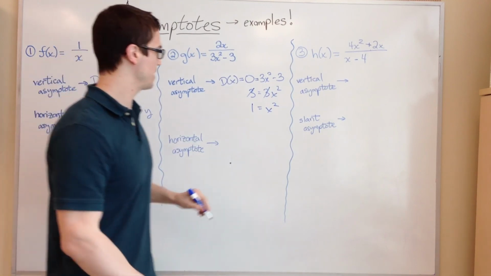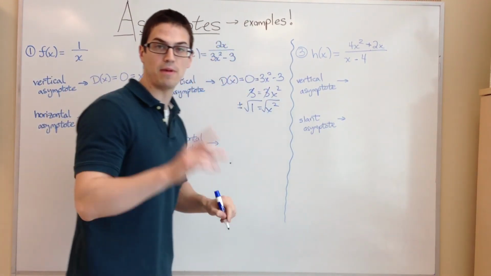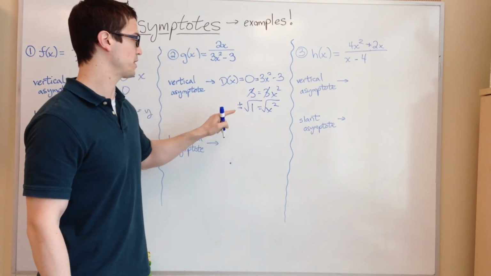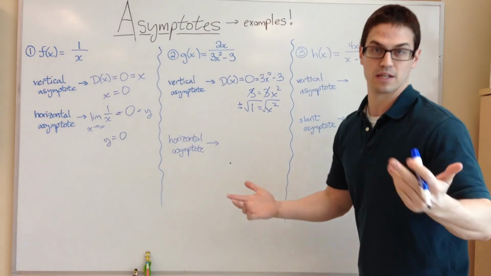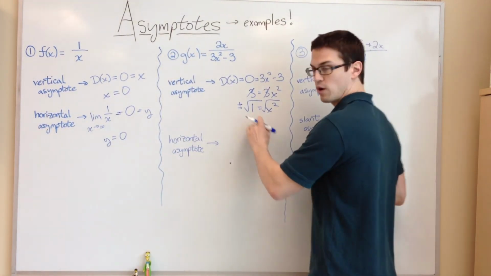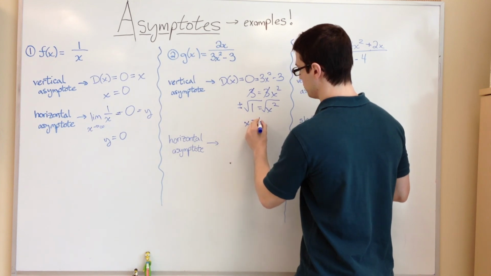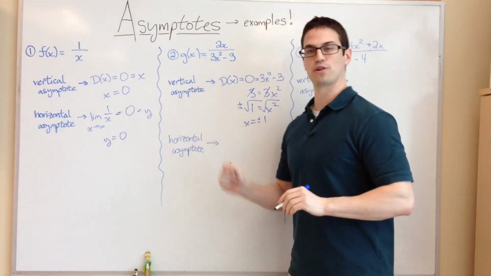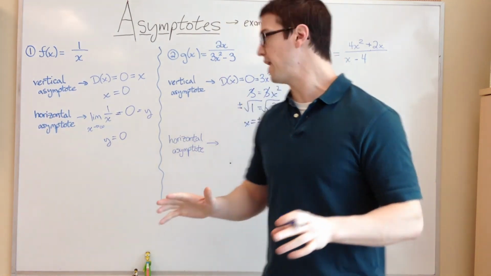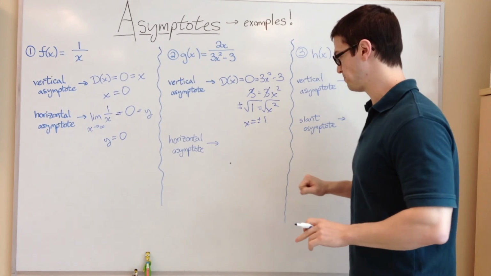To get rid of the squared, you want to do a square root. Make sure you make it plus or minus though. Every time you take a square root, it can be plus or minus, because if you square a negative, you get a positive, and if you square a positive, you get a positive. The square root of 1 is 1, so the answer is x is equal to positive and negative 1. So this time you have two vertical asymptotes, which is totally okay. This is your answer: x equals positive and negative 1.